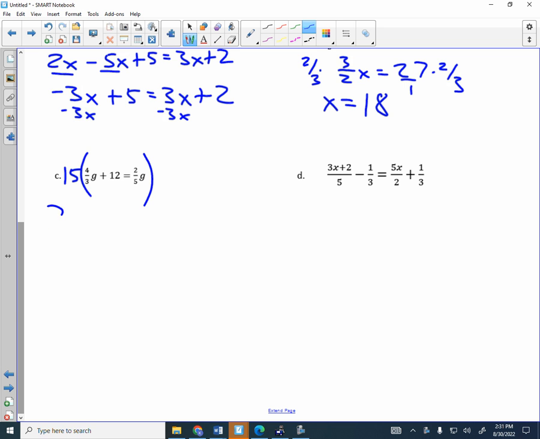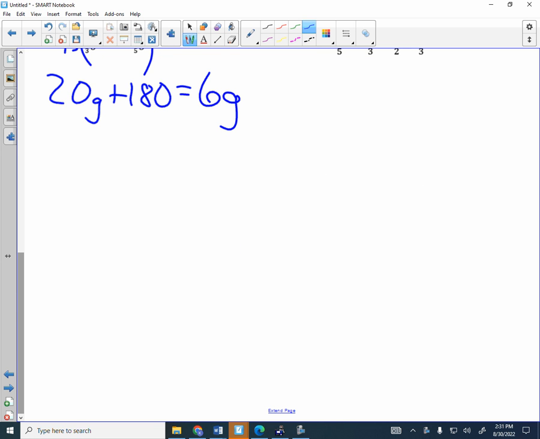So I get 20G. It's like my bank account. You don't think I got 20G in my bank account? No, I do. Thank you. I get big checks every month. Okay, 15 times 12, 180 equals, then I got 15 divided by 5 times 2, 6G. Your bank account. I got the money. All right.